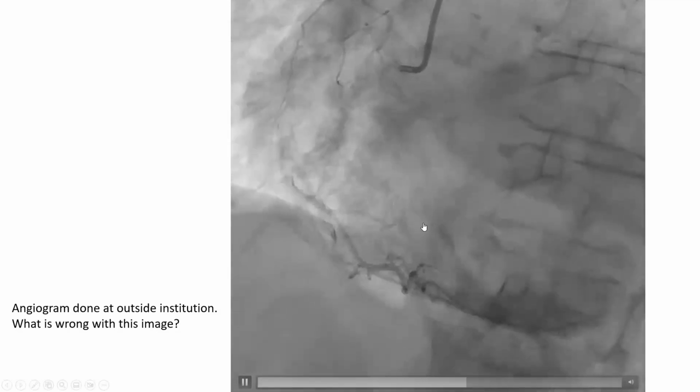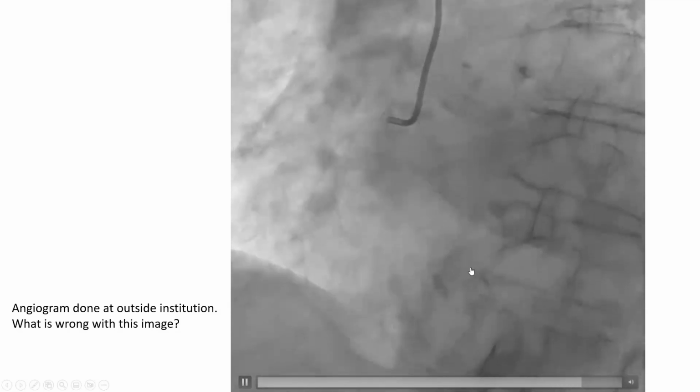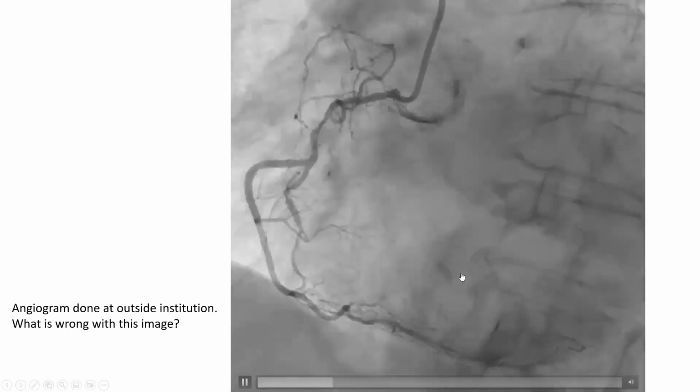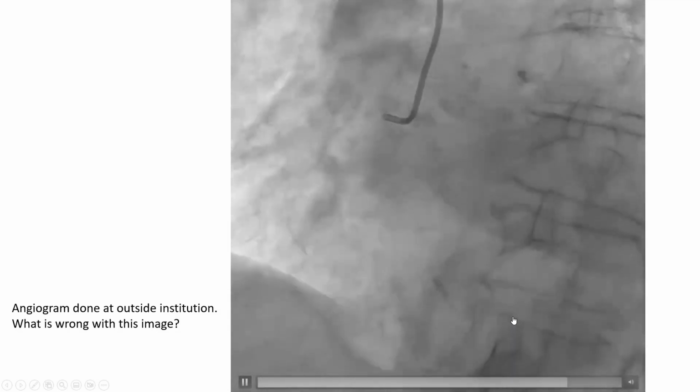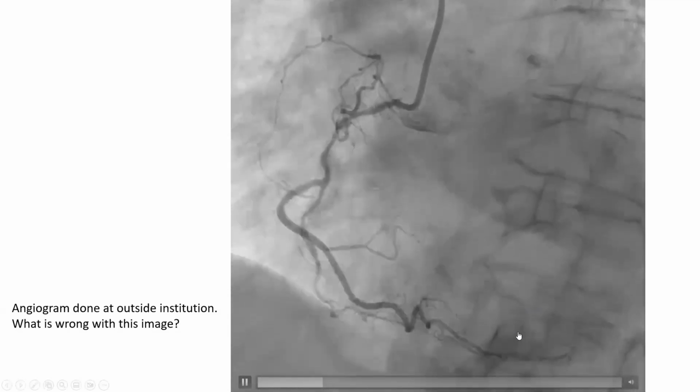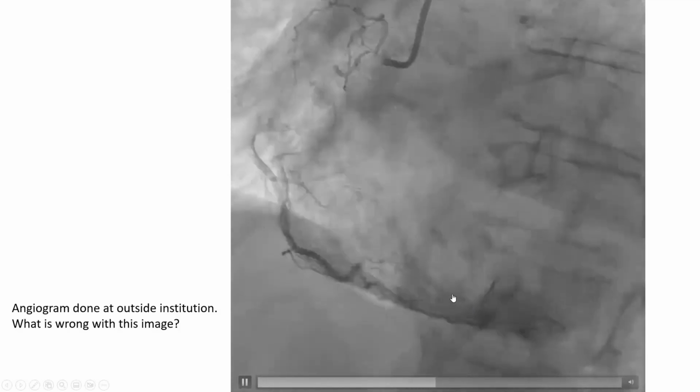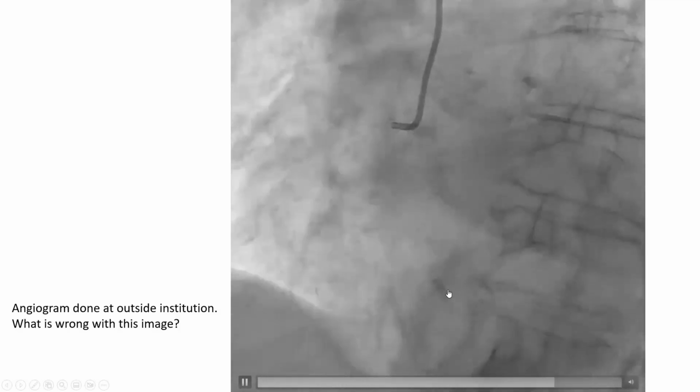The huge issue in this angiogram, there is massive myocardial blush. What you see here, this is contrast staining the muscle, the myocardium. And this reflects what? Why are you getting blushing of that myocardium?